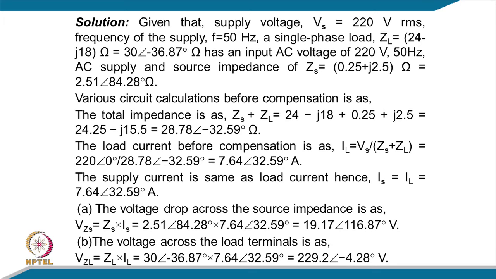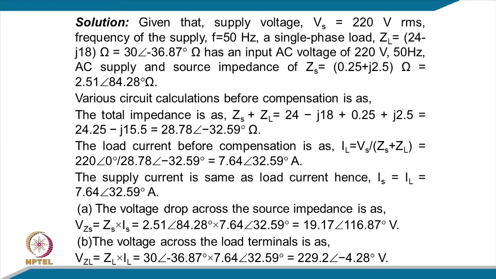These are the numerical parts given: supply voltage of 220 volt RMS, frequency 50 hertz, and a single phase load of 24 minus j18 ohm, which comes to 30 ohm at the angle of minus 36.87 degrees, with an input voltage of 220 volt and a source impedance of 0.25 plus j2.5 ohm, which comes to 2.51 at the angle of 84.28 degrees. Now the circuit calculation before the compensation.